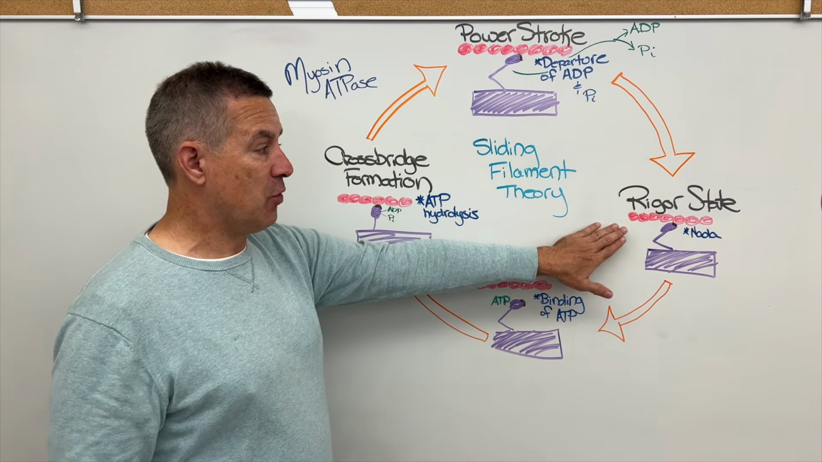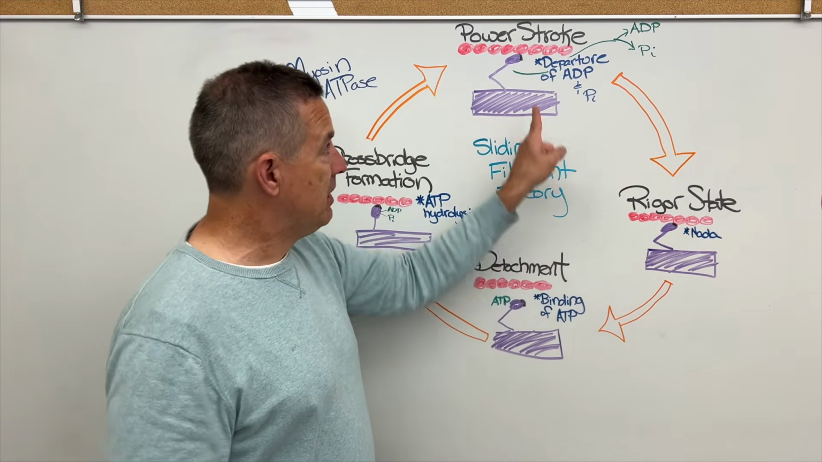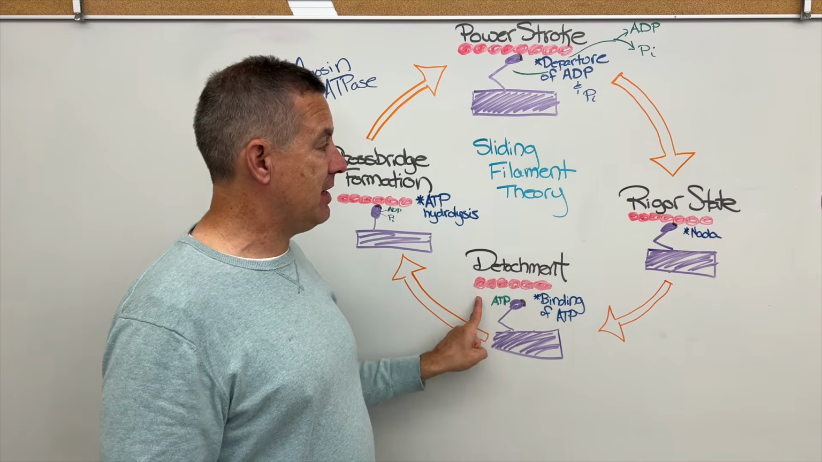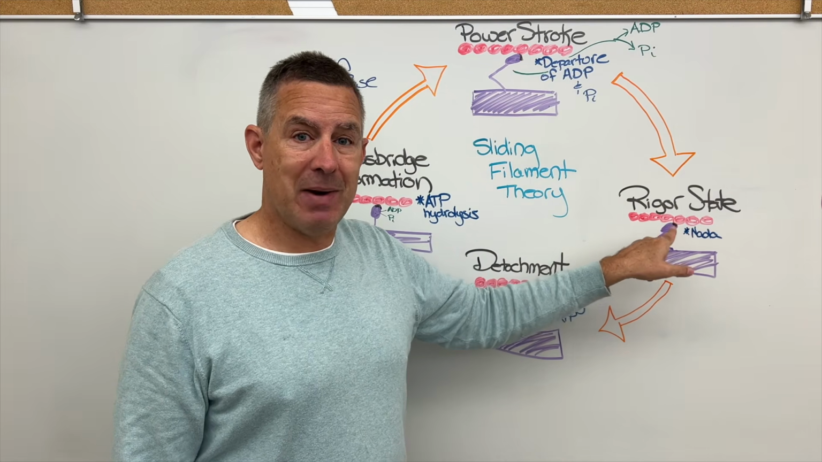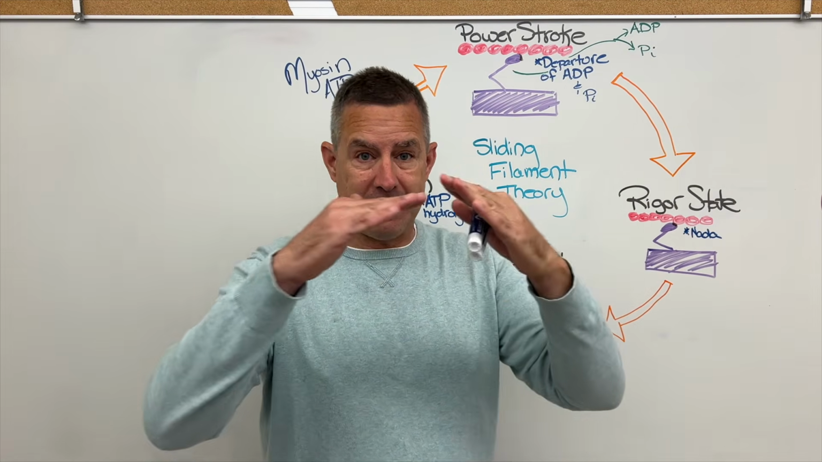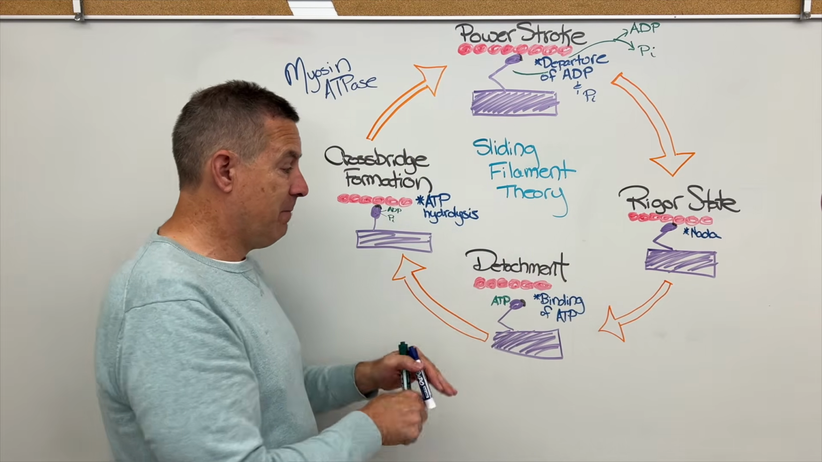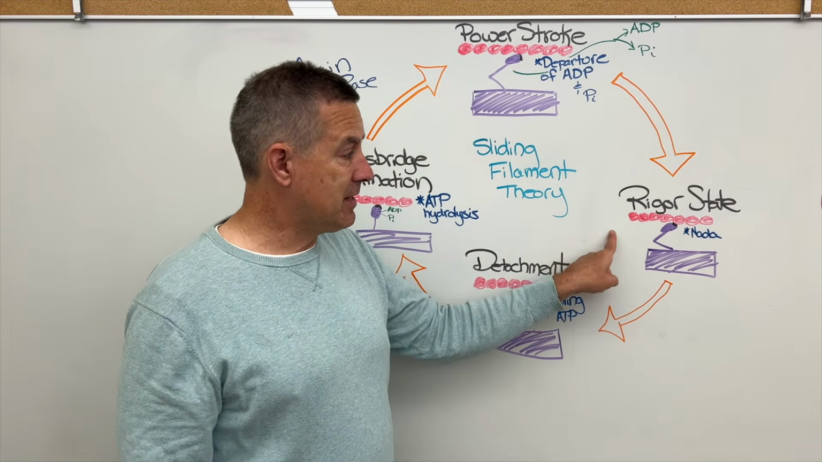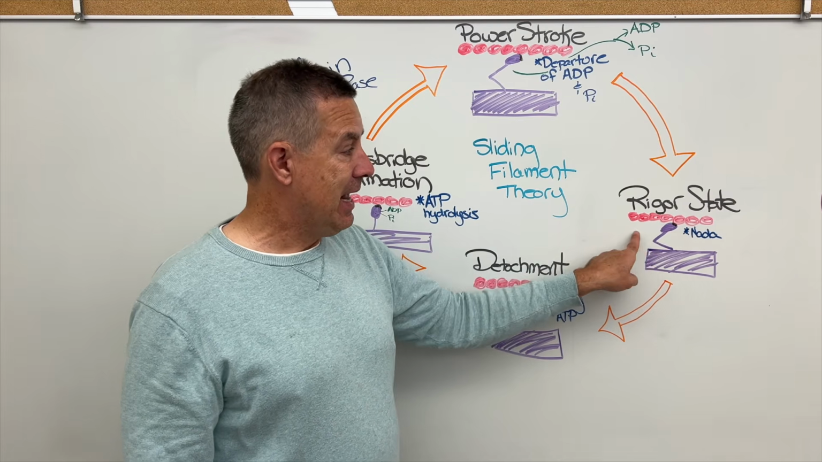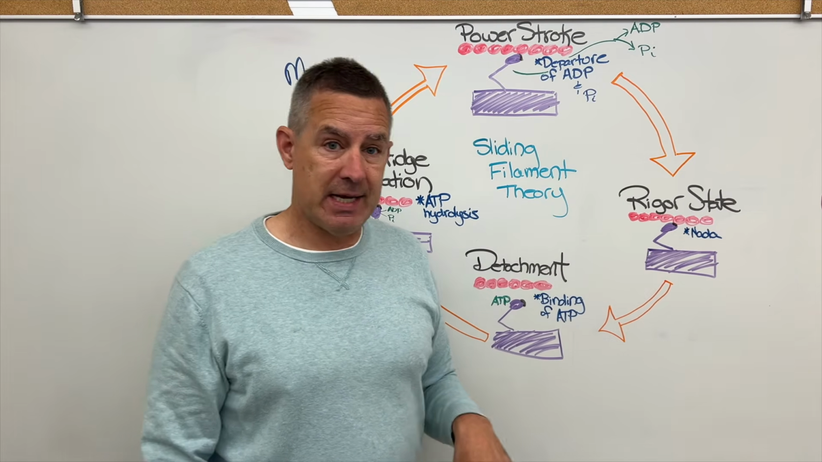But in short, the rigor state is somewhat a limbo period between the power stroke and detachment, where the muscle is waiting for ATP to bind to the myosin head to cause it to pull off and relax. Keep in mind, when it pulls off, it's still in that fired state. And to be clear, nothing's happening here, nada. And that's because no ATP is bound to that myosin head.